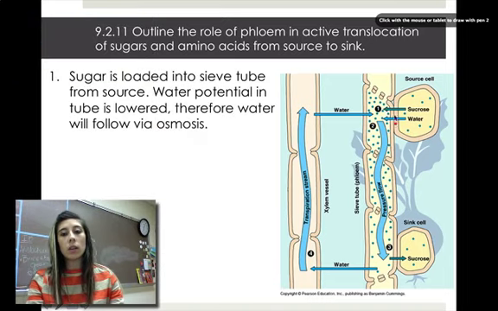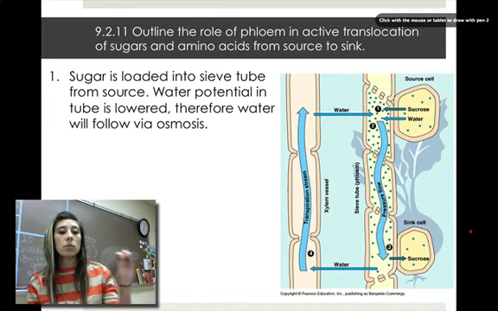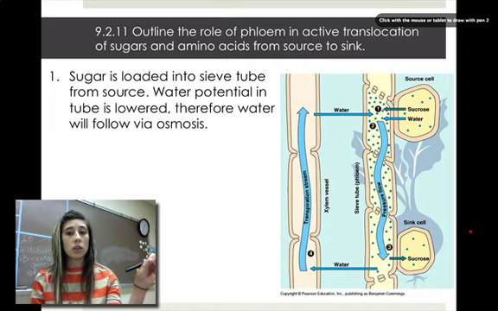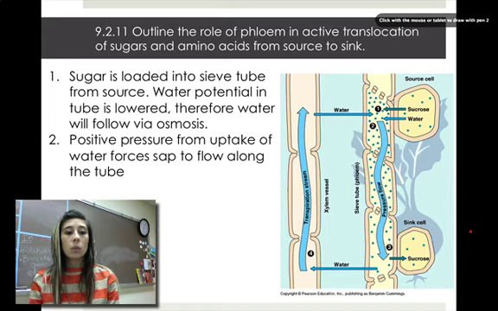Now, just looking at number one in this diagram, at this point we're seeing sugar being loaded into the sieve tubes, and since the sugar has moved into the tube, we have changed the water potential. The water potential has now lowered, and we're seeing a higher concentration of the sugar inside of the sieve tube. Therefore, water is going to want to follow it through the action of osmosis. We will see positive pressure build within the sieve tube from that uptake of the water, and that's going to force the sap to flow along in the tube toward a sink.